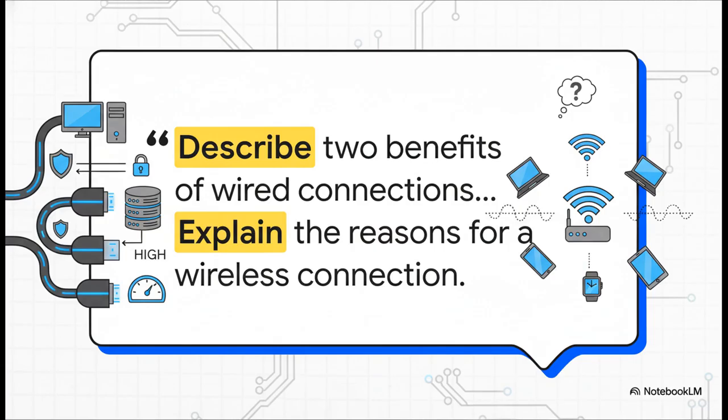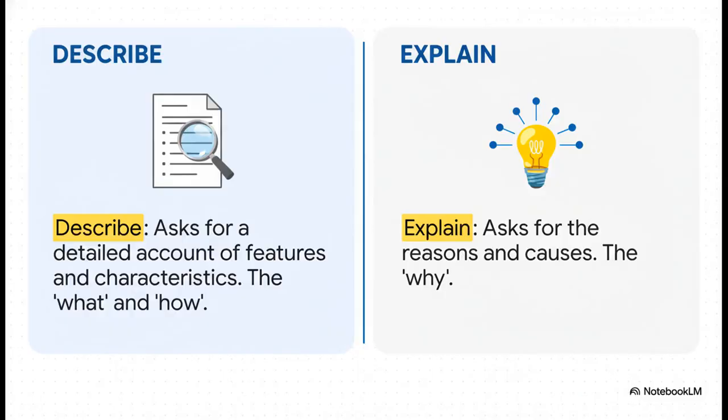These are command words, and they are basically instructions from the examiner telling you exactly how to answer. So, what's the actual difference? Well, think of it like this. Describe is all about the what and the how. You're just giving a detailed account, laying out the features. But explain? Explain is the deep dive. It's asking for the why, the reasons, the causes behind something. Getting this difference is the first key to unlocking all the marks.